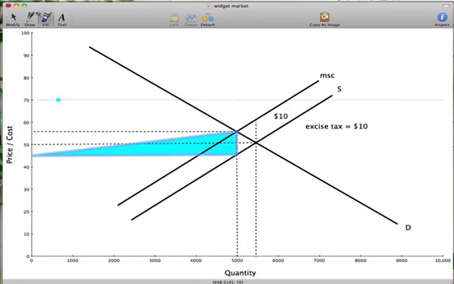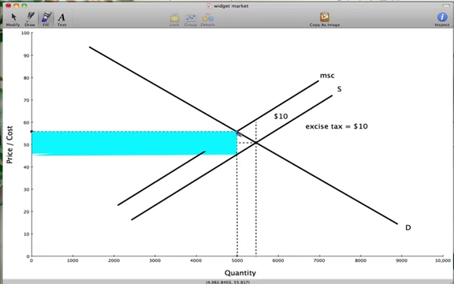So let's create a little bit of color here. So we go $10 down from the current price, and we go over times the number of units produced. This is the tax revenue. This is how much the government receives. It is equal to the $10 tax times the number of goods sold when the tax is present, which in this case is 5,000 units. So our tax revenue then is $50,000.